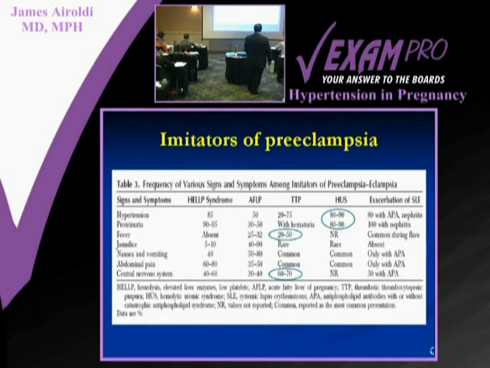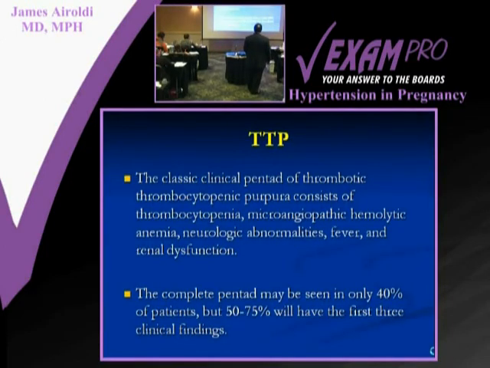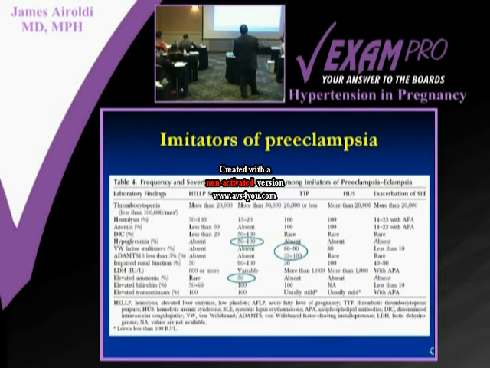TTP, what is the classic pentad of TTP? You all should know this. Thrombocytopenia, microangiopathic hemolytic anemia, neurologic abnormalities, fever, and renal dysfunction. The pentad is only seen in about 40% of patients. But know that. That's a good test question. The pentad of TTP. Acute fatty liver is another imitator.